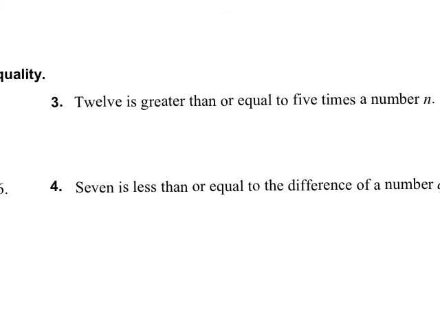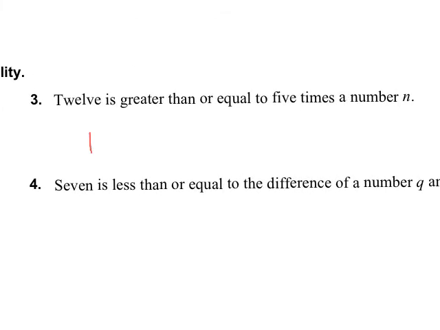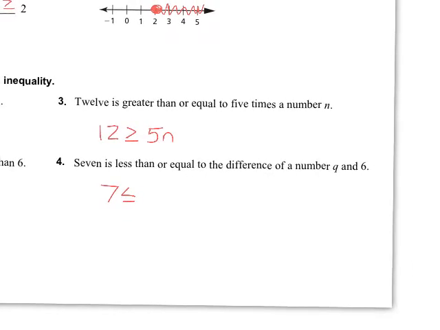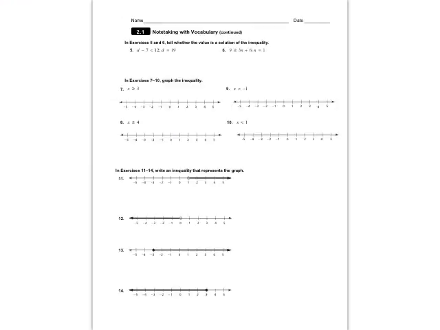Okay, number 3. 12 is greater than or equal to, so this one is the equal to part, right? 5 times a number n, so 5n. And then last but not least, 7 is less than or equal to, so again, it's going to be equal to the difference, so difference means subtraction, of a number q and 6, so q minus 6. Done. Okay, any questions? Pretty straightforward, right? All right, let's look at the second page.